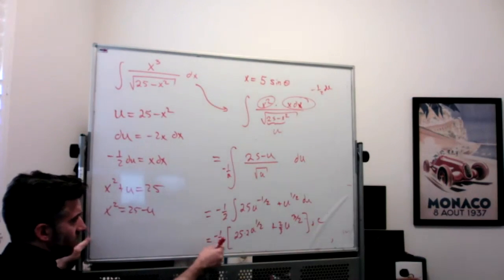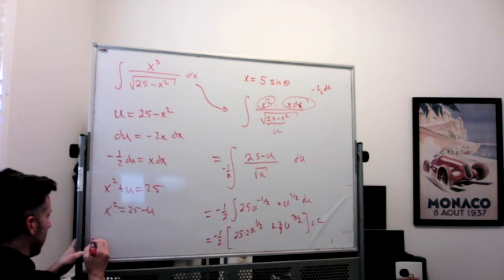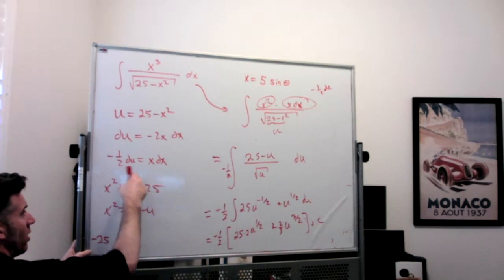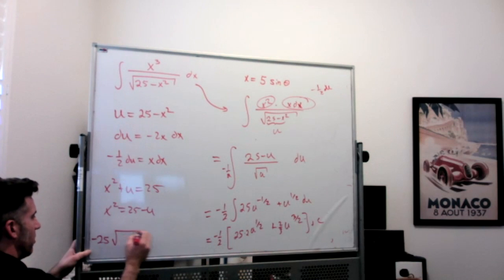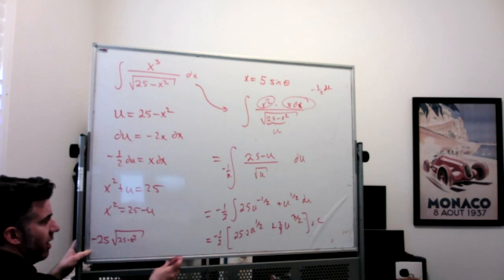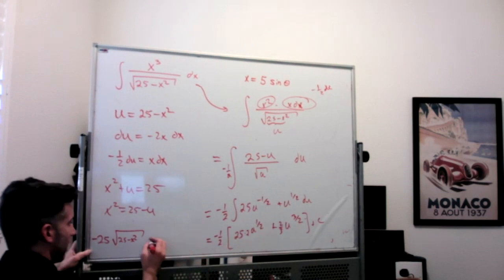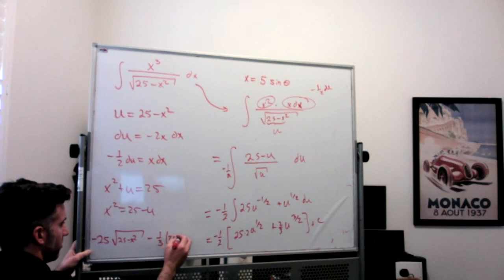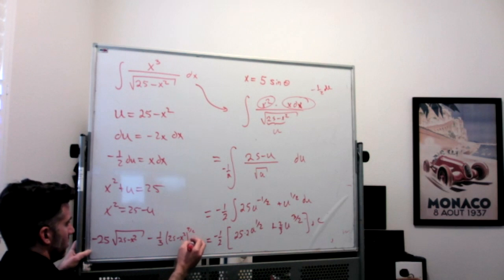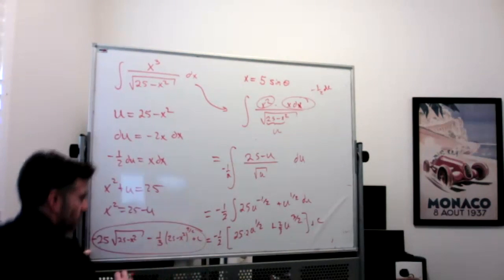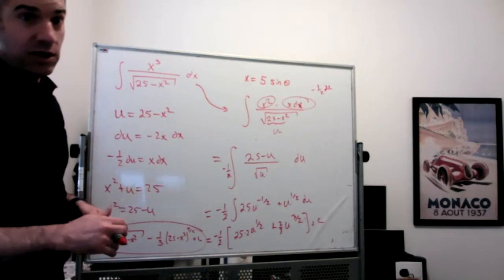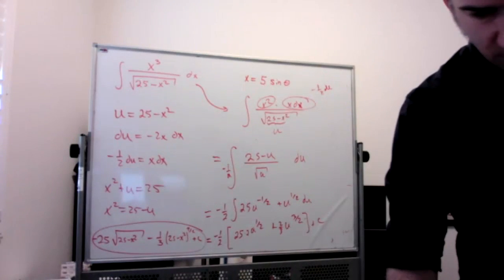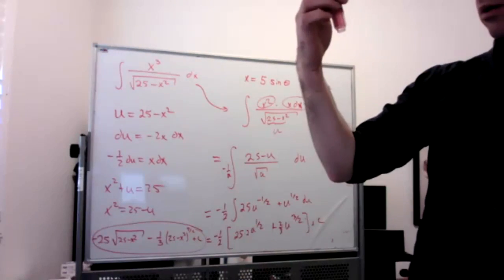So we end up getting -1/2 times 50 is -25 times u to the 1/2, which is the square root of 25 minus x squared. And then -1/2 times 2/3 is -1/3. And u to the 3/2 is going to be 25 minus x squared to the 3/2. Most likely much easier than doing a trig substitution. I got one more for you before my red pens just run out of ink.